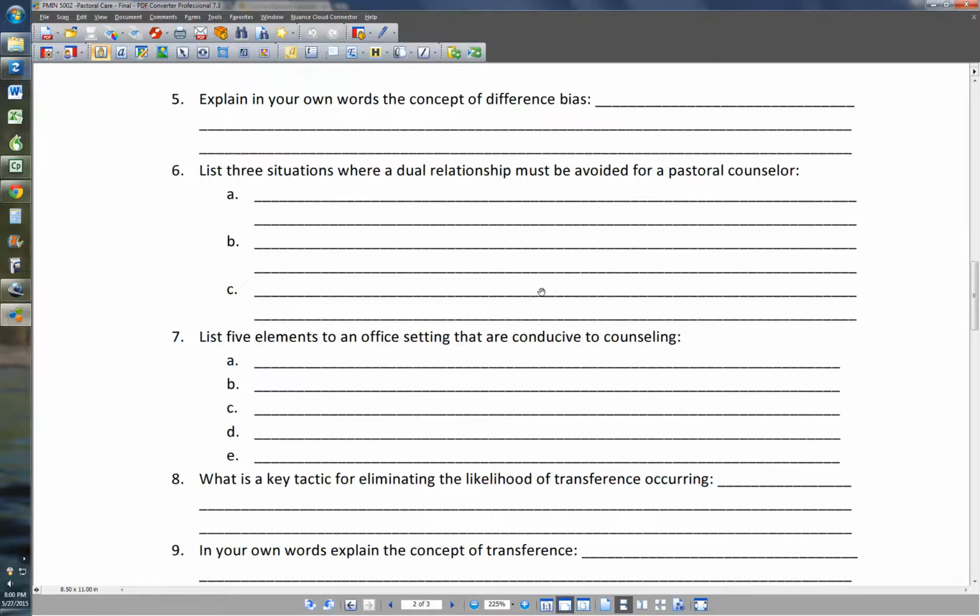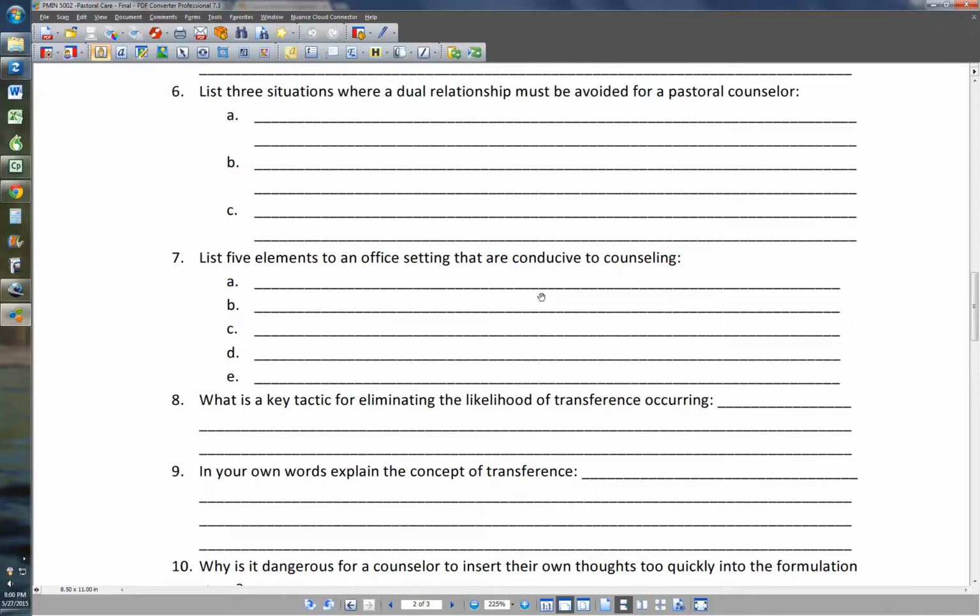Number 6, list 3 situations where a dual relationship must be avoided for a pastoral counselor. So we're thinking things like where there's romantic feelings, where there's power issues involved, if someone works for you, that's a power issue. If it feels awkward, like maybe they're a friend or something like that, you know them from a different context, it's going to make it awkward. Those are dual relationships to be avoided.